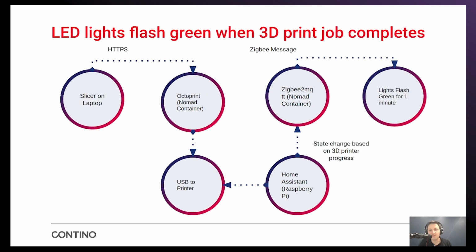This is one of my favourite automations. When my 3D printer stops printing, the lights in my lounge flash green on and off for a minute. So we slice the file on the laptop, we send it to Octoprint, which is running inside Nomad. Octoprint has again got this USB pass-through to the physical host, which then goes off to talk to the printer. Home Assistant talks to Octoprint, and when it realizes that the printer is finished, it sends a message via Zigbee to MQTT to tell it to flash the lights green for a minute.